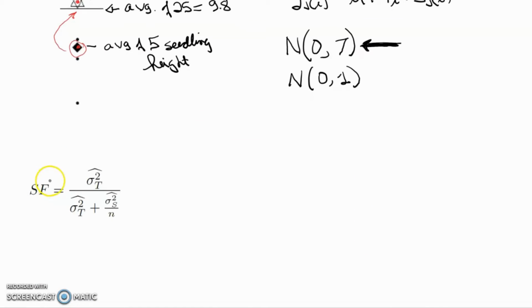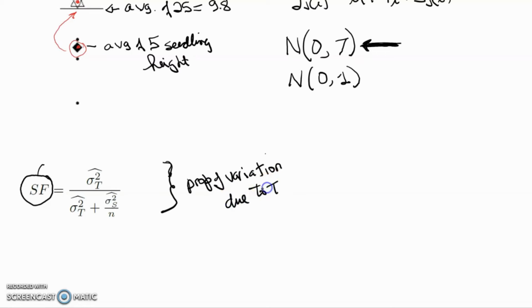And we're going to have a shrinkage factor that is calculated like this. And this shrinkage factor is really just, if you look at this expression here, it's just the proportion of variation that's due to the parent tree effect. So this is the total variation or total variability down here, and there's the parent tree effect. That would be the T effect of variability, and this would be the average seedling effect.